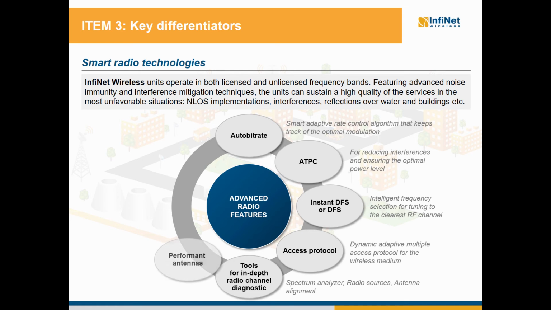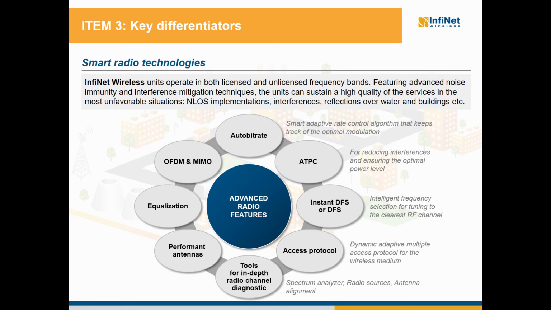alignment. The units feature performant antennas. Equalization helps to overcome the effects of interferences, and last, OFDM and MIMO are advanced techniques that improve the quality of the high-speed transmission in noisy environments.